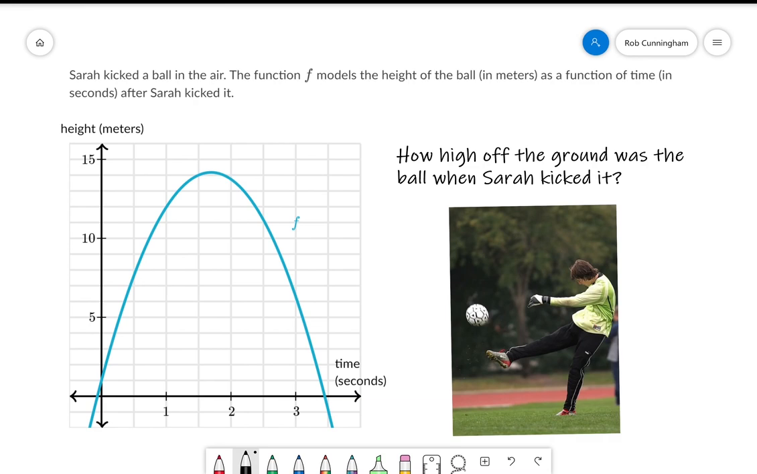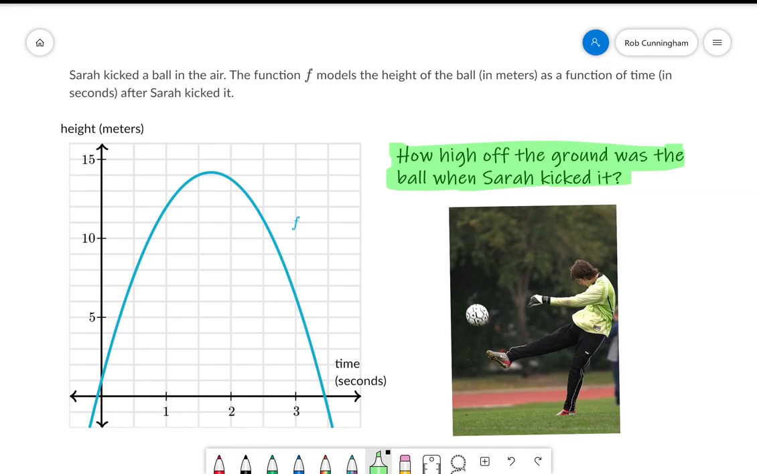Sarah kicked a ball in the air. The function f, that's this graph right here, models the height of the ball in meters as a function of time in seconds after Sarah kicked it. The question is, how high off the ground was the ball when Sarah kicked it? So again, this is an example of a kind of problem that is subtly asking you for the y-intercept. It's not going to say find the y-intercept, because in the real world people don't talk like that. Instead, it's saying how high off the ground was the ball when Sarah kicked it.